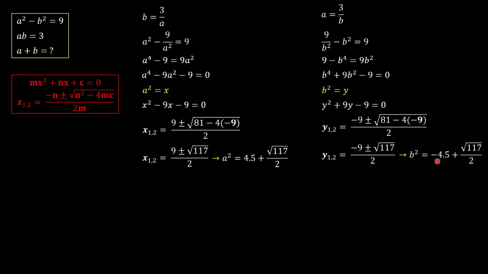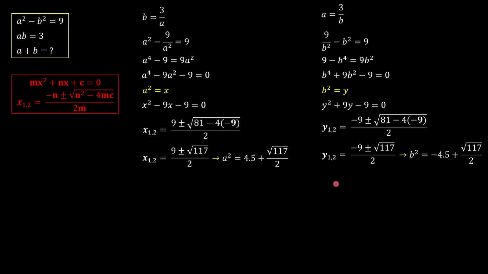It will be minus 4.5 plus the square root of 117 divided by 2. Here we also cannot use minus, because if we use minus, this right side will be negative, and b squared cannot be negative. So the only solution here is when it's plus.